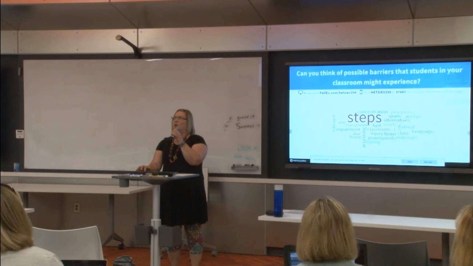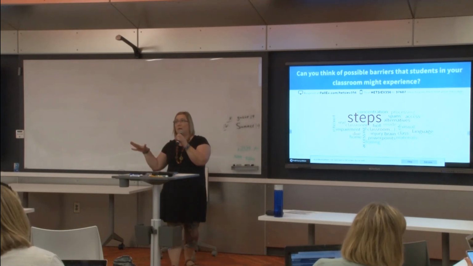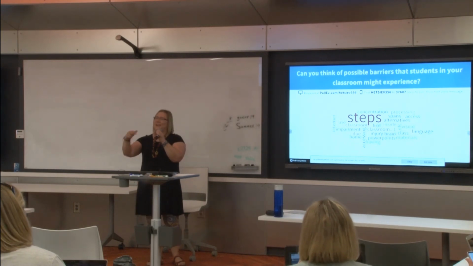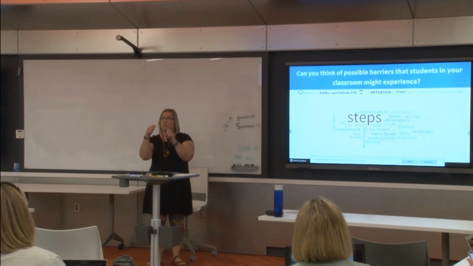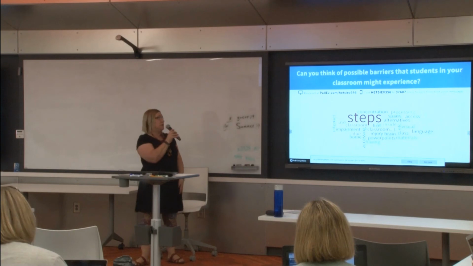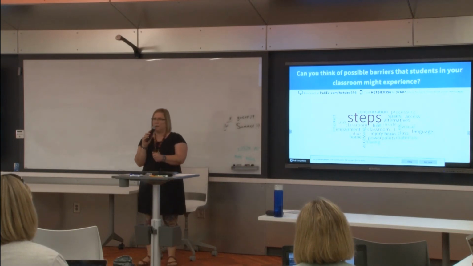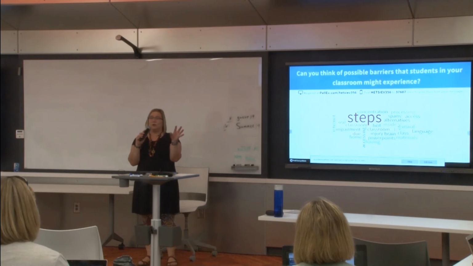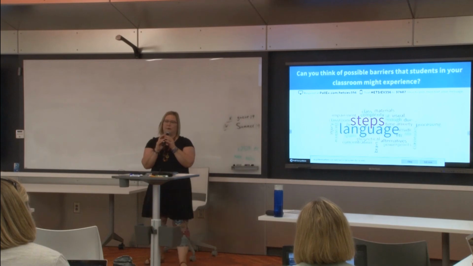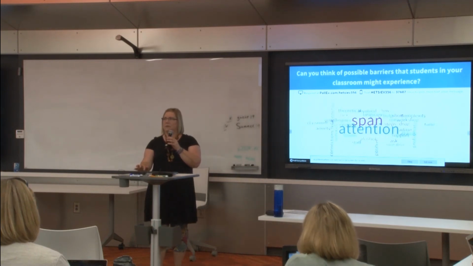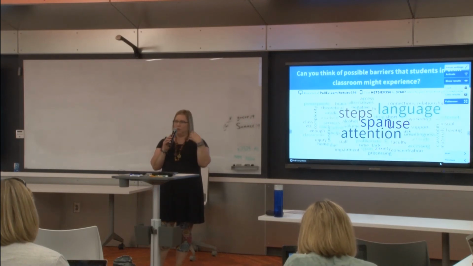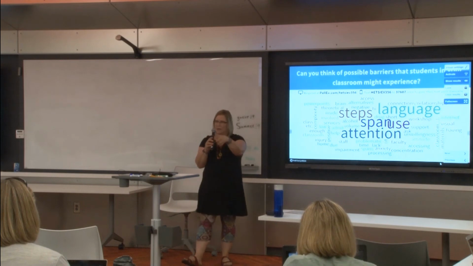So what you can do now is answer the question on your computer, or you can just text the word. Remember to send. So the question is, can you think of possible barriers that students in your classroom might experience? Whatever you can think of, and you can do it multiple times. So text the word and just send it, and then you'll see what happens.